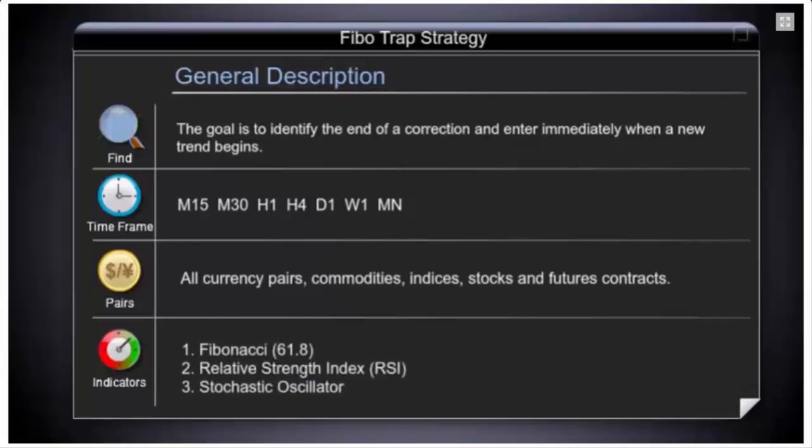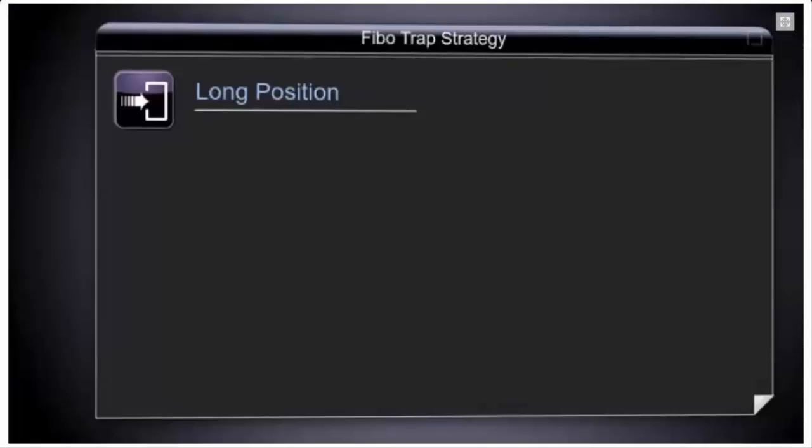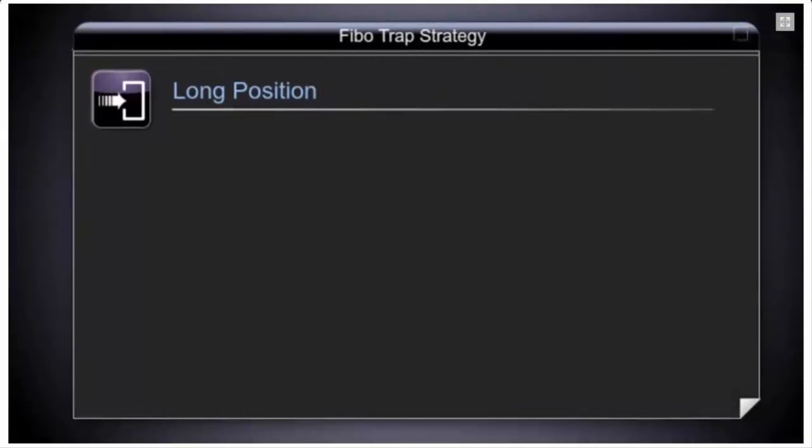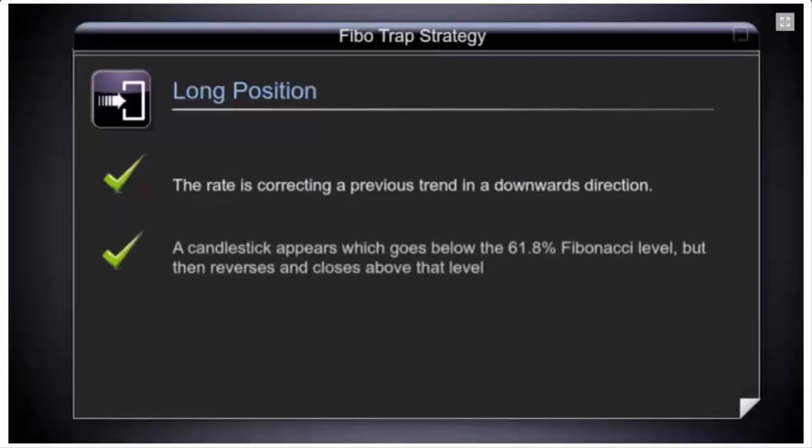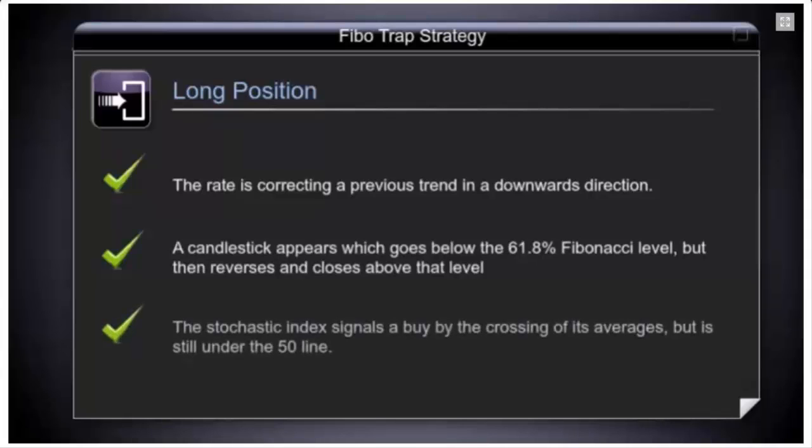Indicators used: Fibonacci, Relative Strength Index, Stochastic Oscillator. A preliminary buy signal is received when the following three conditions are met. The rate is correcting a previous trend in a downwards direction. A candlestick appears which goes below the 61.8% Fibonacci level, but then reverses and closes above that level. The stochastic index signals a buy by the crossing of its averages, but is still under the 50 line.